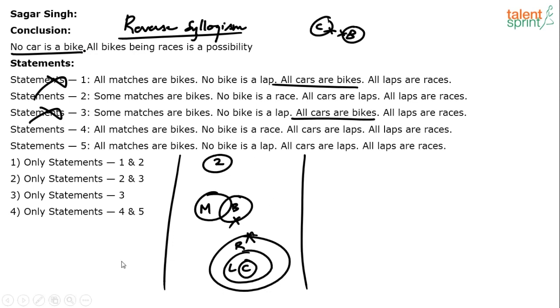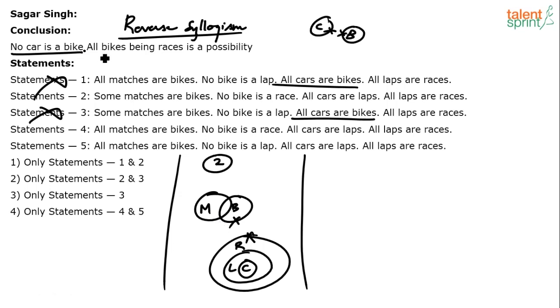We have drawn the basic diagram for second set of statements. So no car is a bike. Is it true? Yes, no car is a bike is true. Because if bikes cannot touch races, bikes will not be able to touch cars. Very clearly, right? If bikes cannot overlap with races, how will bikes ever overlap with cars? Because the moment bike overlaps with cars, it also overlaps with races. So first conclusion follows.